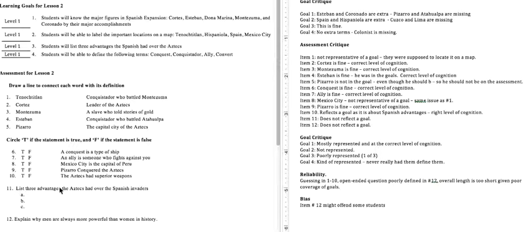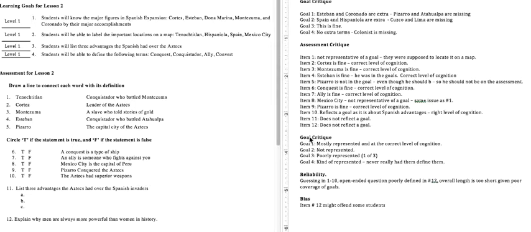Number 11, listing 3 advantages the Aztecs had over the Spanish invaders. Not reflective of a goal, because we were supposed to do it the other way around, Spain's advantages over the Aztecs. So this is not reflective of a goal. And 12 is not reflective of any kind of goal at all. It has nothing to do with anything. It seems like a question that you might see on some kind of quiz.